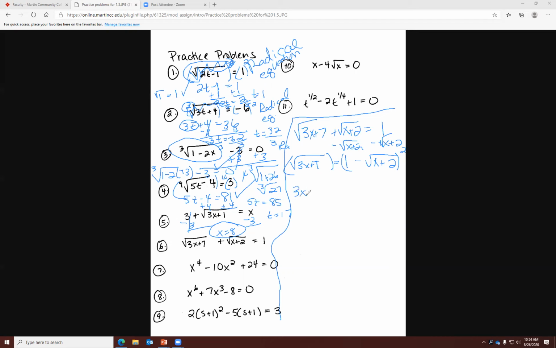So this becomes 3x plus 7, and now this becomes 1 minus the square root of x plus 2 times 1 minus the square root of x plus 2. And we're still going to have to FOIL this. And you might be wondering, okay, how do I do that? Well, same way. 1 times 1 is 1. 1 times negative square root of x plus 2 is negative square root of x plus 2. And then we do it again, negative square root of x plus 2. And then a negative times a negative gives you a positive. And if you have two of the same thing and you're multiplying, that means you're squaring these two. So what happens is the square root goes away and you're just left with the x plus 2.